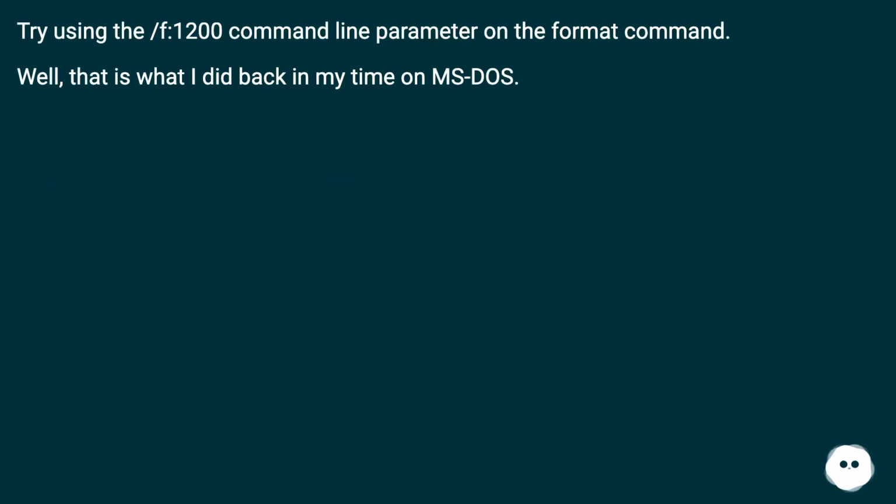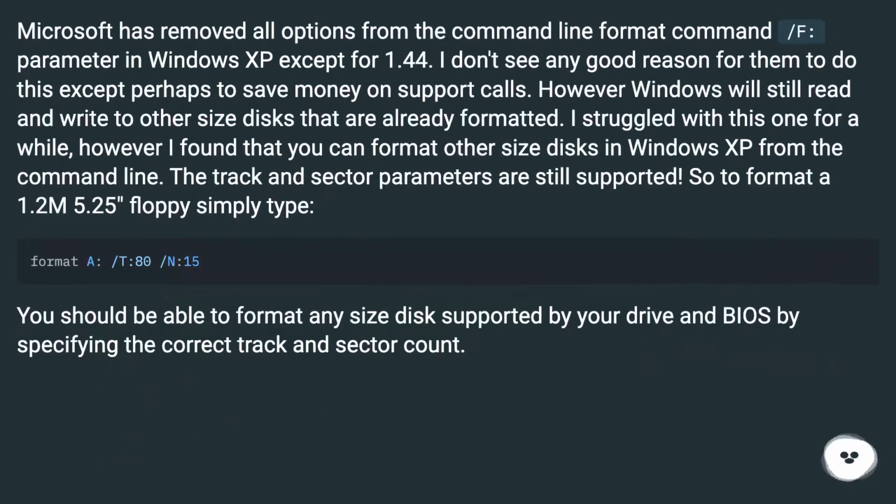Try using the F1200 command line parameter on the format command. Well, that is what I did back in my time on MS-DOS. Microsoft has removed all options from the command line format command or F column parameter in Windows XP except for 1.44. I don't see any good reason for them to do this except perhaps to save money on support calls. However, Windows will still read and write to other size disks that are already formatted.